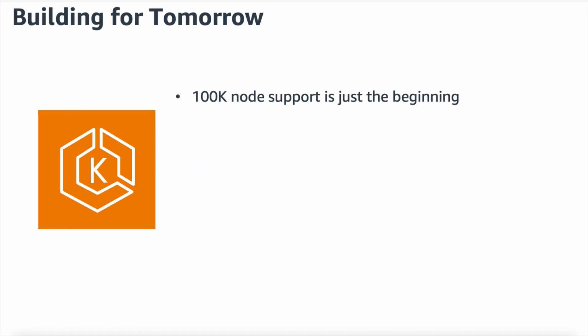As we conclude this presentation, I want to emphasize that 100,000 node support is just the beginning of our journey in ultra-scale container orchestration. The innovations we shared today represent a foundation for even more ambitious capabilities that AWS is developing for the future. AWS's commitment to pushing the boundaries of what's possible with Kubernetes continues to drive the roadmap.